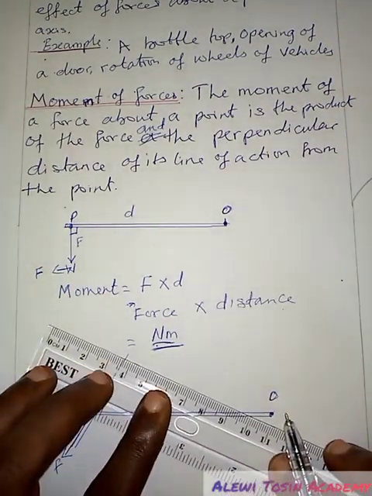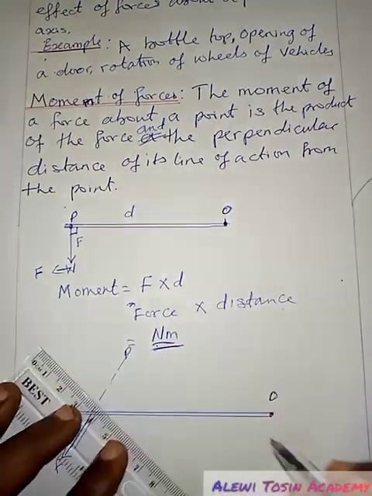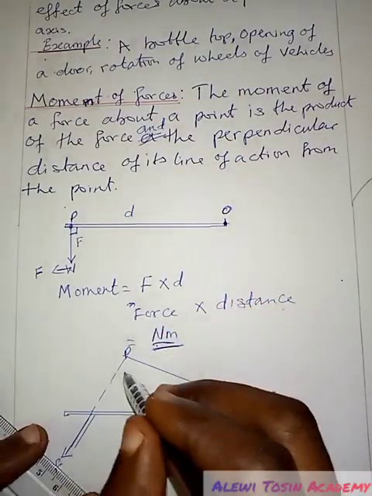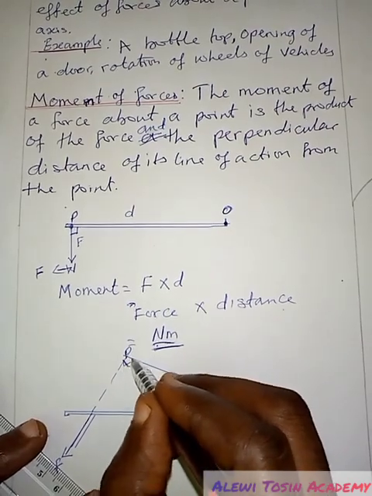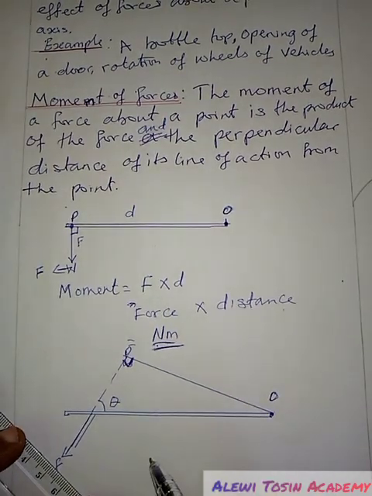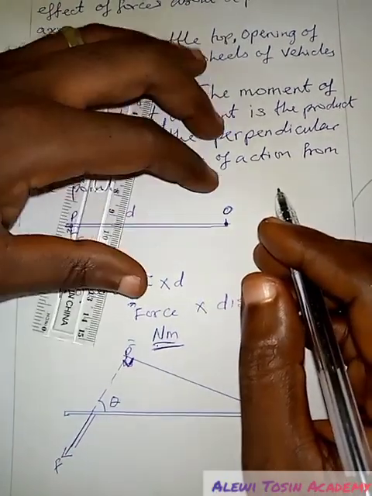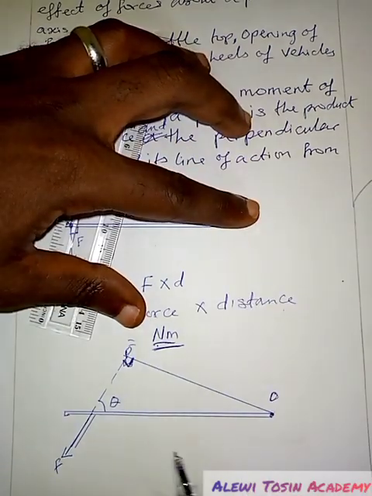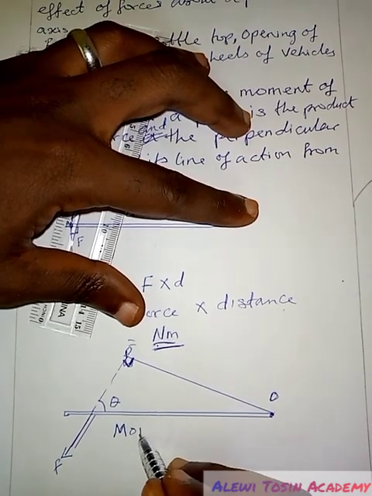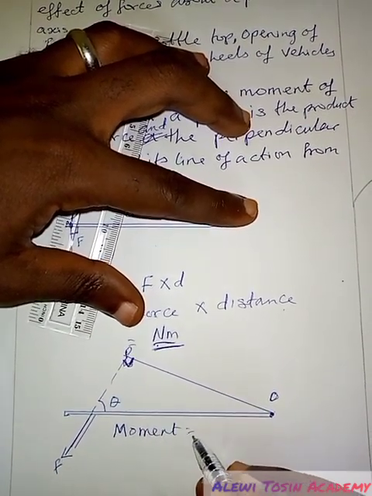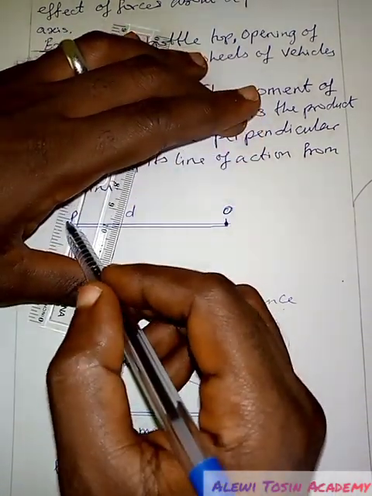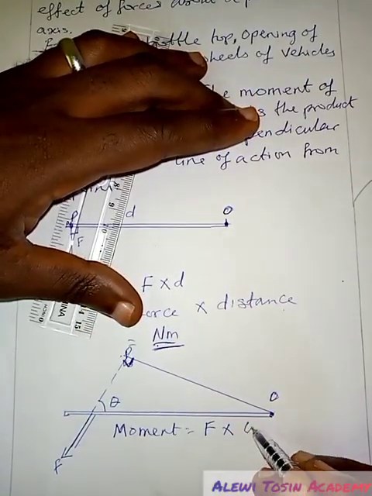Now, let's assume this continues. Then if we join this line here, it becomes our P. If you join this together, this forms a right angle here. And this is our theta. With this now, we can say that our moment is equal to force times OP, the perpendicular distance.